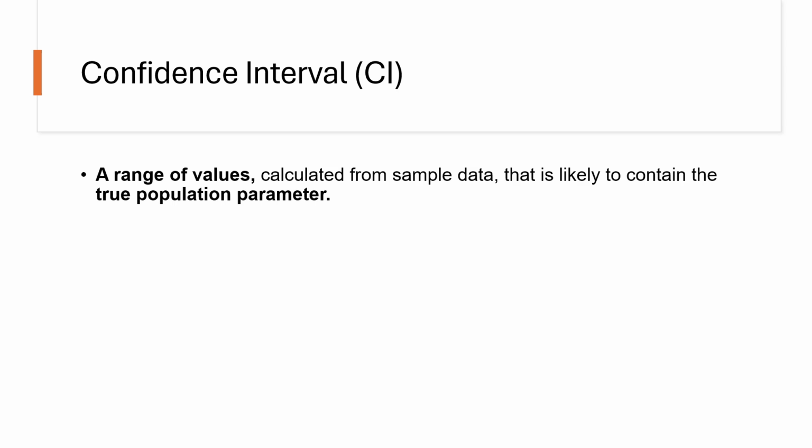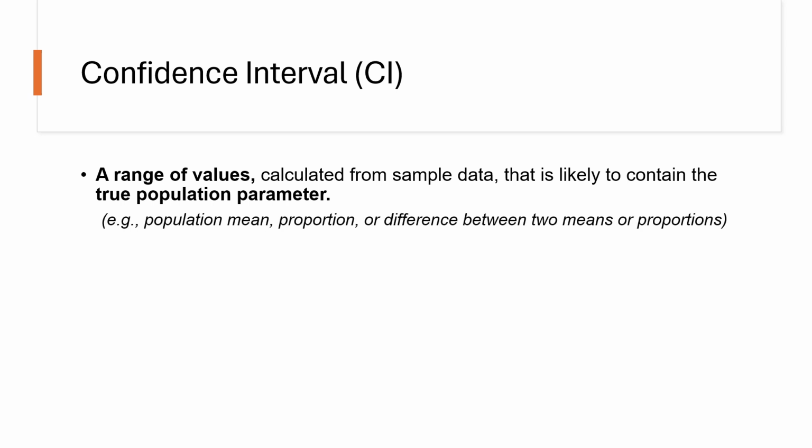So confidence interval, in fact, is a range of values which are calculated from sample data and is likely to contain the true population parameter. The examples could be the population mean, proportion, but most importantly, we use confidence interval to find the true population difference between two means or proportions of normally two cohorts.